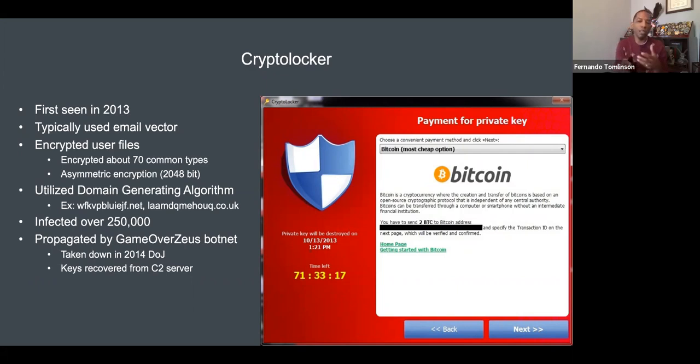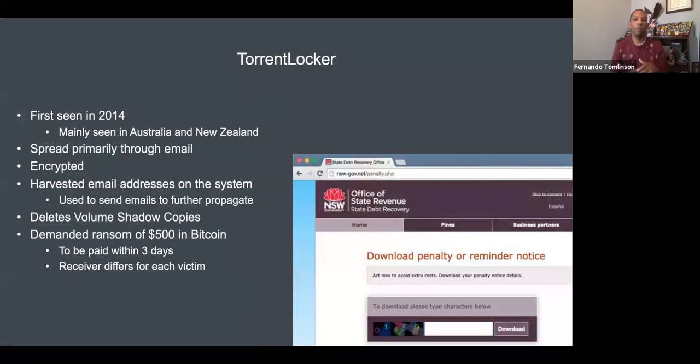But we noticed that this one is starting to talk about Bitcoin. We'll start to see that common theme throughout. 2014, we seen torrent lockers. This was mainly in Australia, New Zealand, but it spread also through email. It sought to harvest email contacts, if you will, on a system in which it was infecting. So then it will look to propagate to people on your contact list.